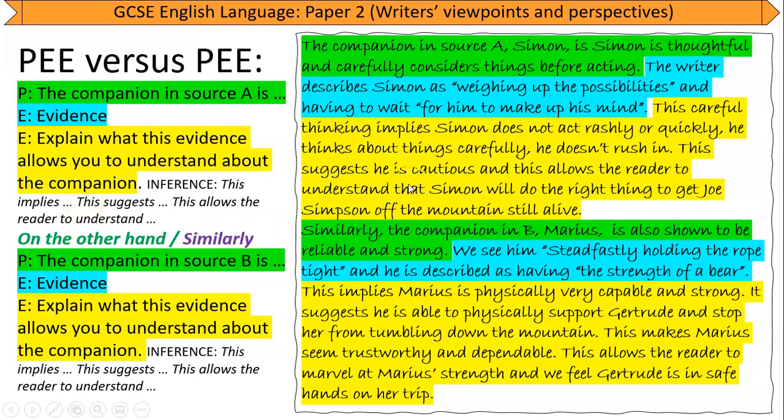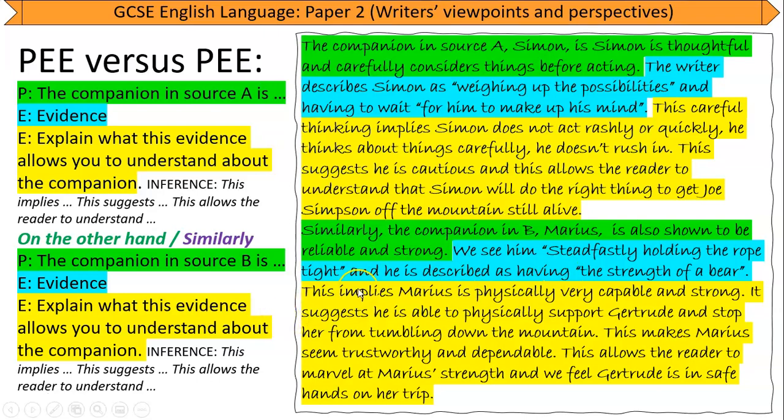Now I'm thinking Simon being thoughtful is quite similar to Marius being kind. So I'm going to use this comparative language of similarly. If it was different, I'd write on the other hand or in direct contrast, but I feel it's quite similar. Similarly, the companion in B, Marius, is also shown to be reliable and strong. We see him steadfastly holding the rope tight, and he's described as having the strength of a bear.